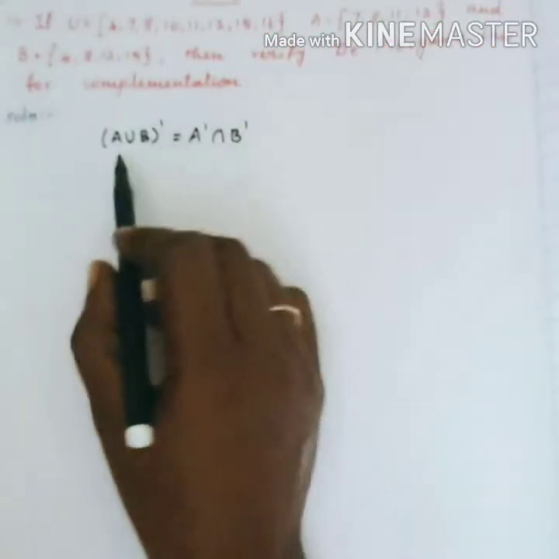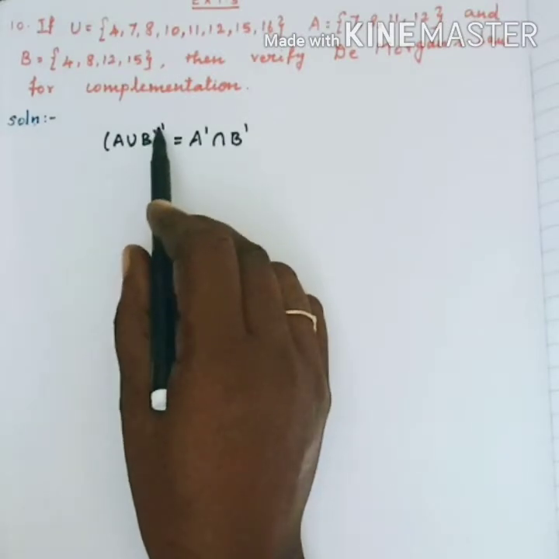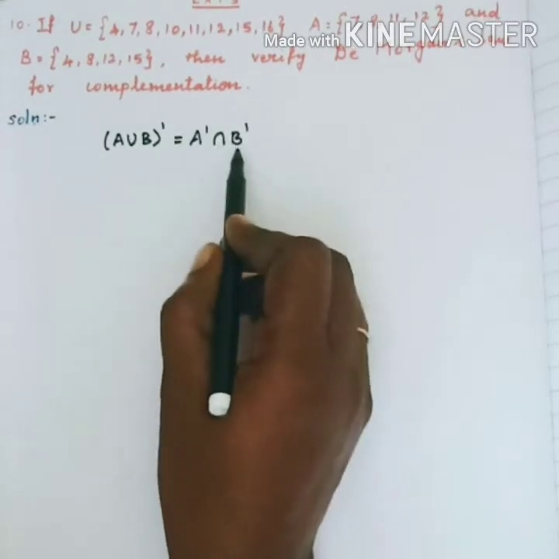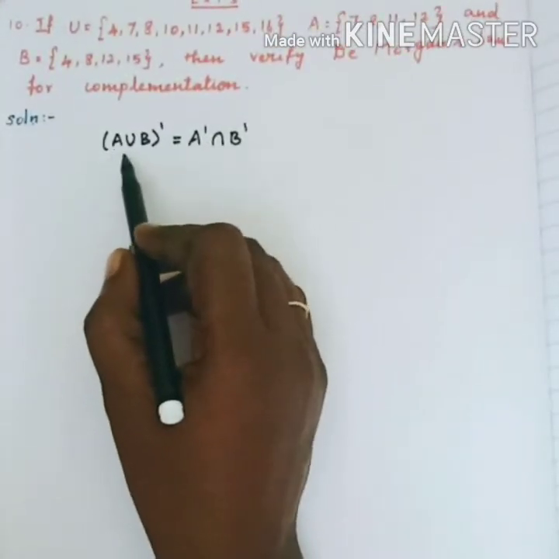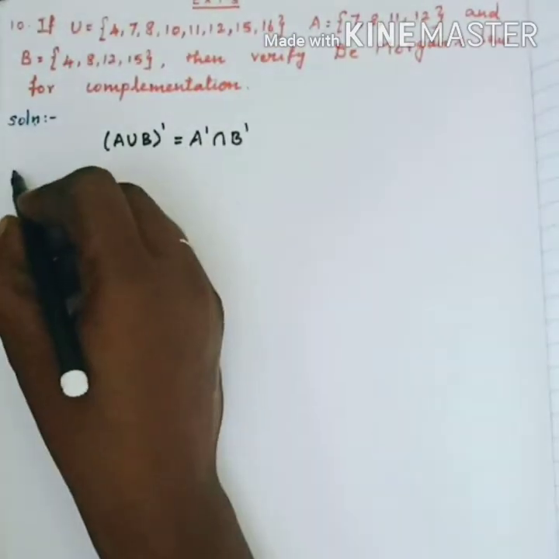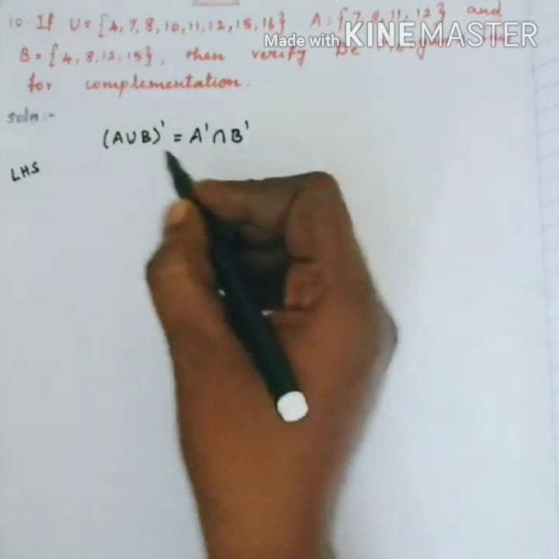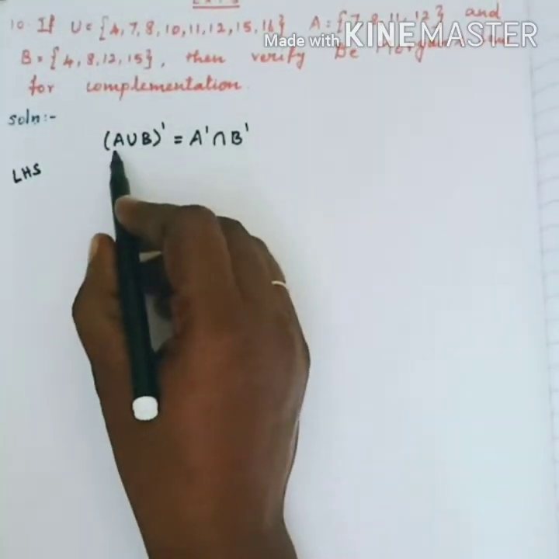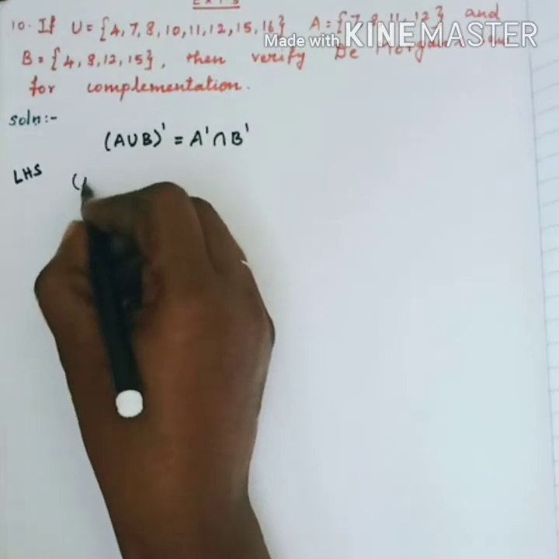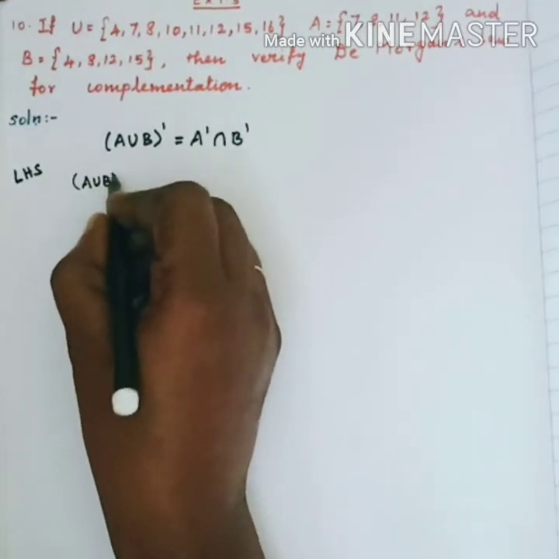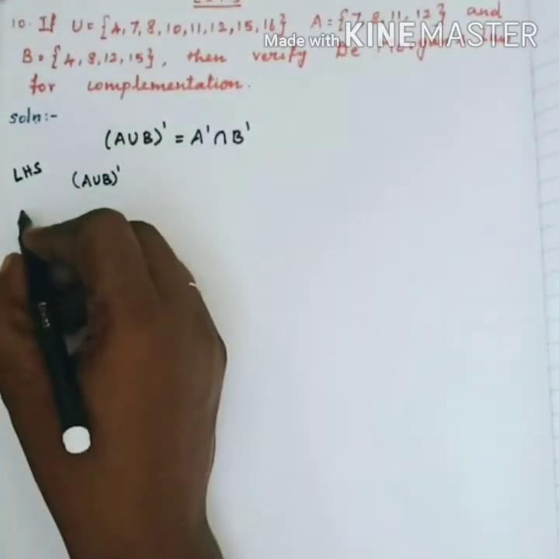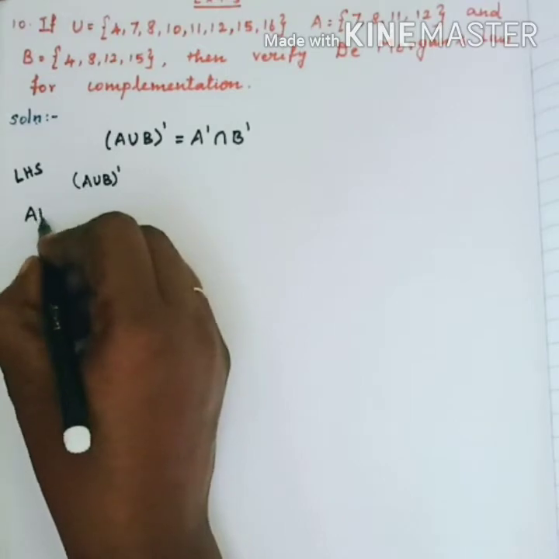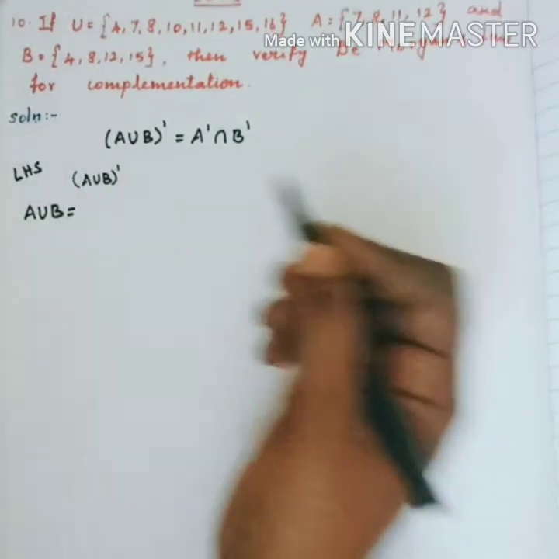I have taken the first law, (A union B) dash is equal to A dash intersection B dash. First you have to find the left hand side, LHS. What do you have in the left hand side? (A union B) dash. First we have to find the value of the element within the bracket, isn't it? So we have to find A union B first.